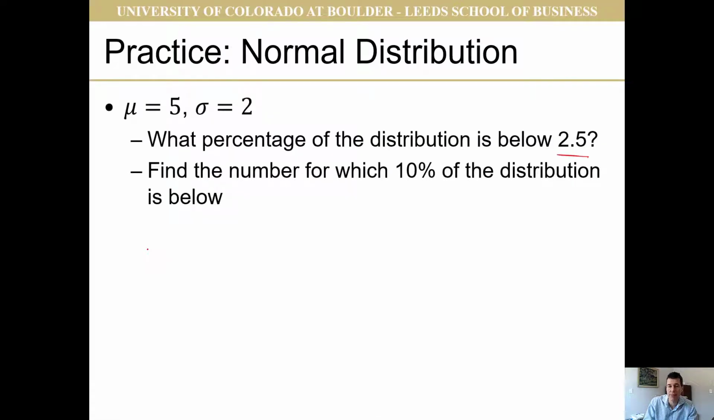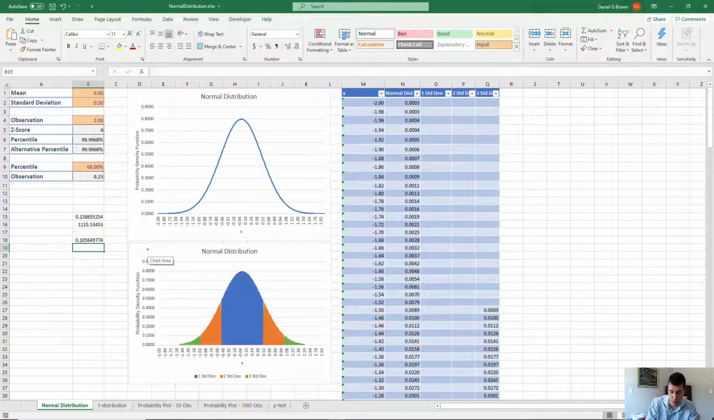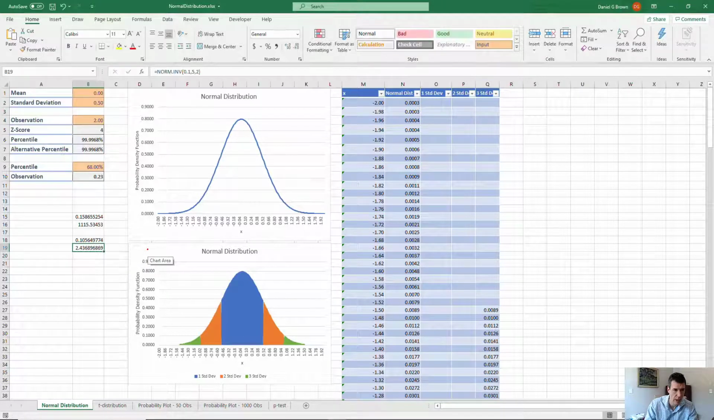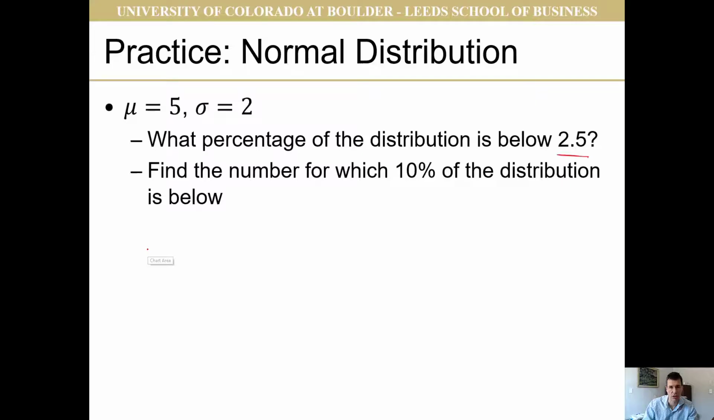Find the number for which 10% of the distribution is below. So now we've got a percentile, and we want to know the observation. So we are going to use norm.inv of probability 0.1, mean 5, standard deviation 2, 2.44. So the observation for which 10% of the distribution is below is 2.44. Let's write these down. So 2.44. The answer to the previous one was 10.56%.